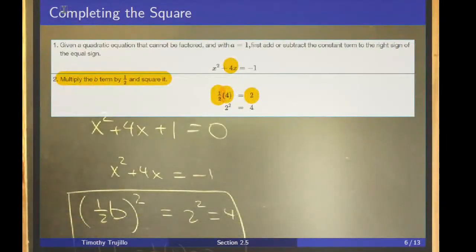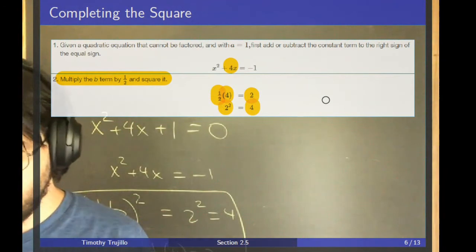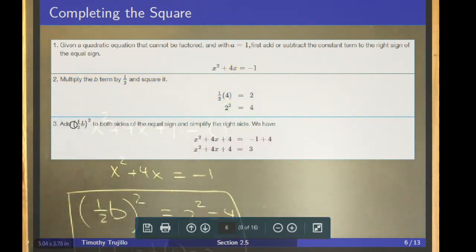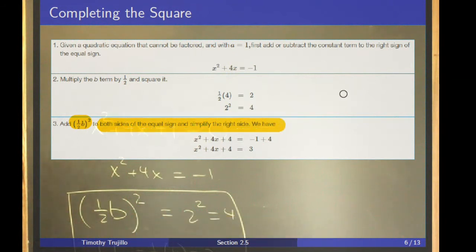Okay, so coming back here, they take that b times 1/2, which was 2, and they square it. Okay, so that's what they're doing here. And they get 4. And this 4 is incredibly important, and it's where the term completing the square comes from. Because on the next step, part 3, what you do is you add that 1/2 b squared, which in this case was 4, to both sides of the equal sign. Okay? So you just add that to both sides of the equal sign.